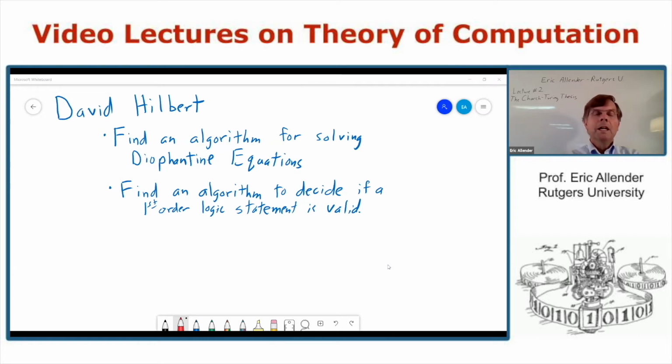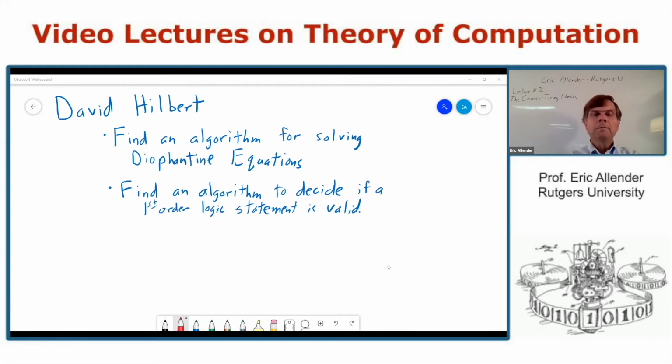And in a very influential lecture at the dawn of the 20th century, Hilbert set out a long list of problems, one of which was to find an algorithm for solving Diophantine equations. If you don't know what a Diophantine equation is, be patient, I will let you know.